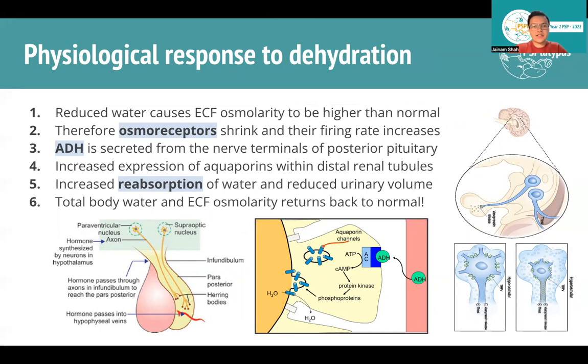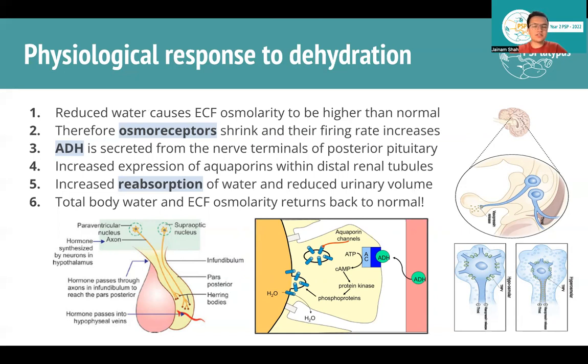So as the firing rate increases, the posterior pituitary then releases all of its ADH stores. This increases the expression of aquaporins. Water gets resorbed back into the blood, away from the urine. And so your total body water is increased, which means your ECF osmolarity will decrease back to normal, hopefully.